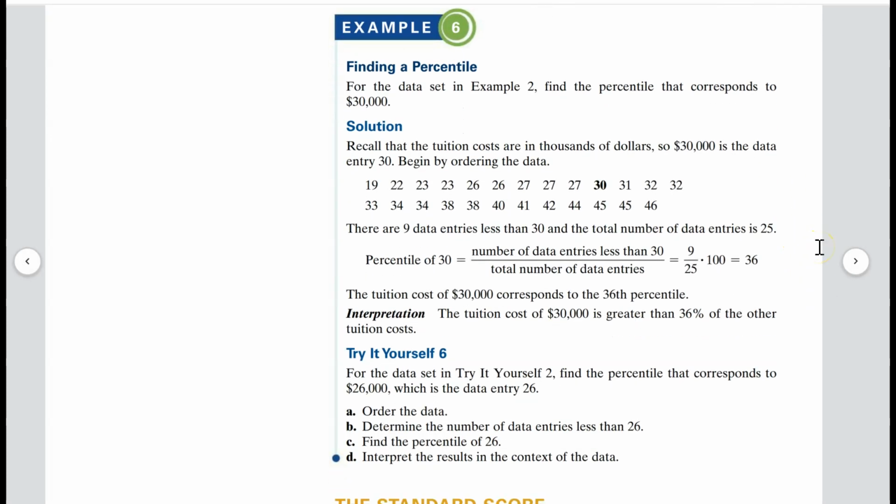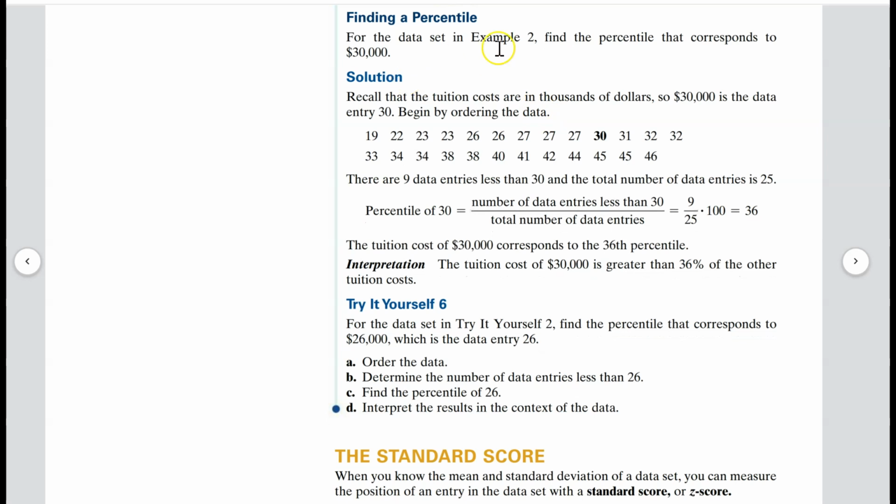All right, example 6, finding a percentile. For the data set in example 2, find the percentile that corresponds to 30,000. All right, so here are these tuitions. It says, recall the tuition costs are in thousands of dollars, so 30,000 is the data entry 30. Begin by ordering the data. They ordered the data already for us here. And so here's 30. Now what do I do for the formula?